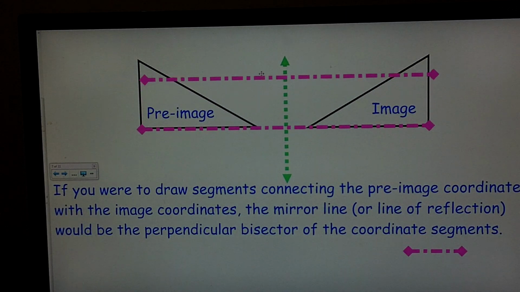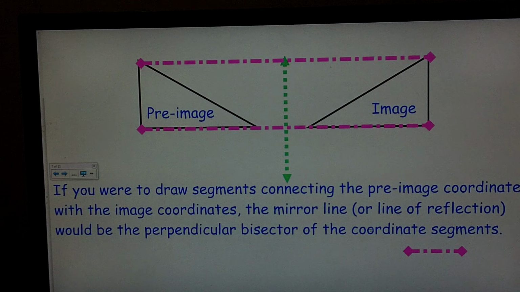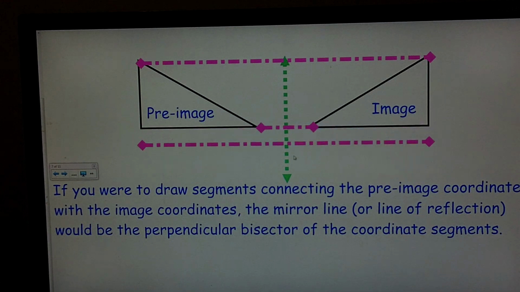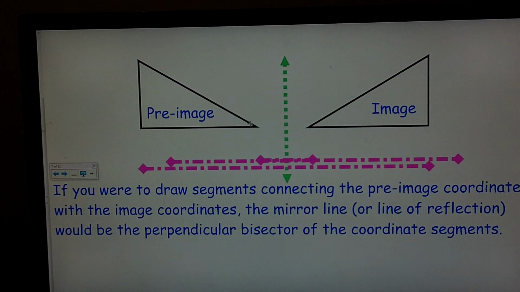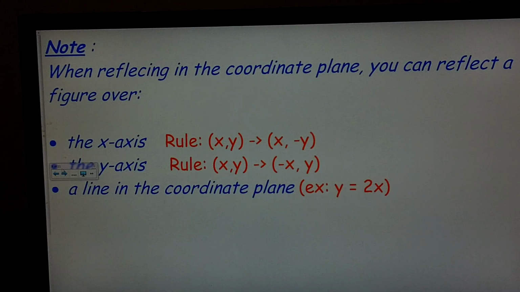If you were to see how I put these together, you notice that the green dashed line is always bisected in half. Something else you may notice is that the triangles are equidistant from the mirror line. The pre-image is the same distance as the image is. A quick note, you may want to pause this first and write it down, and then you can come back and listen to the explanation.